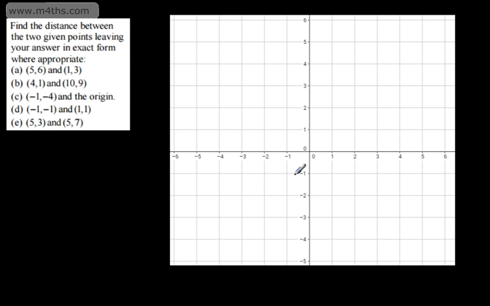I'll draw the next one, negative 1, which is there, 1, 1, which is just there. So we've got a little right angle triangle that we could do. Let's just go ahead and draw that. We want that distance right there. Well, we can see we've got a base of 2 and a height of 2, and that should be nice and straightforward to calculate.